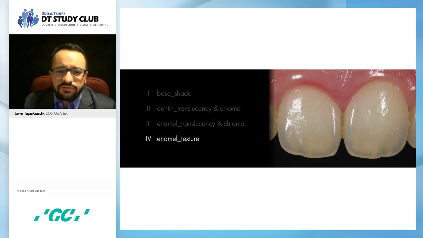Enamel texture is the final step. We need to evaluate the specular reflection. If the surface is very rough or not, we need to mimic this surface with our restorations. We cannot really just polish and give a flat surface to a young patient because it will not work. The restoration will never integrate.